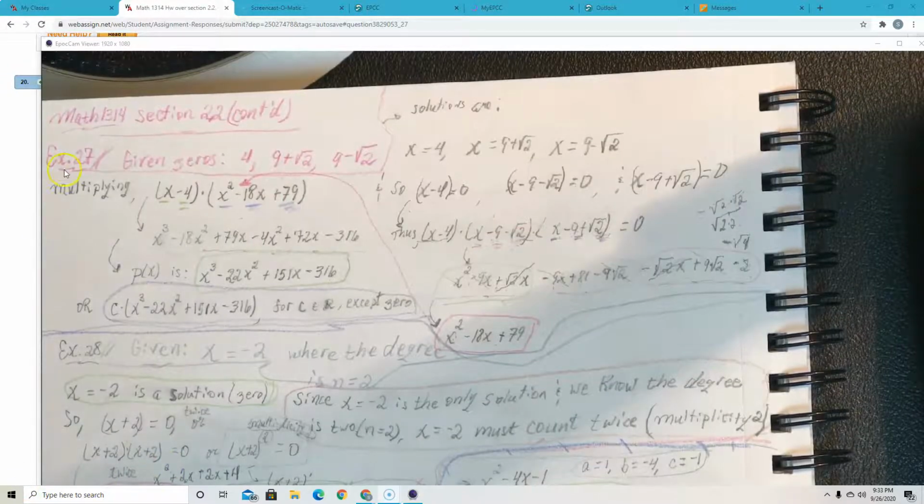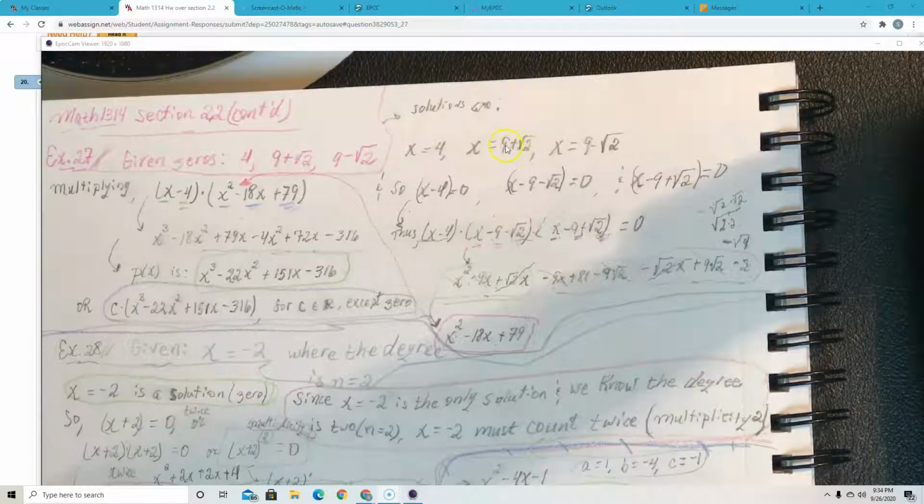So remember, class, back with this problem 27 that we did a while back, we had these given zeros to us: x equals 4, x equals 9 plus the square root of 2, x equals 9 minus the square root of 2. And then we had to create the polynomial that had these 3 zeros. And so once we wrote these down, then we moved this over and we got x minus 4 equals 0.